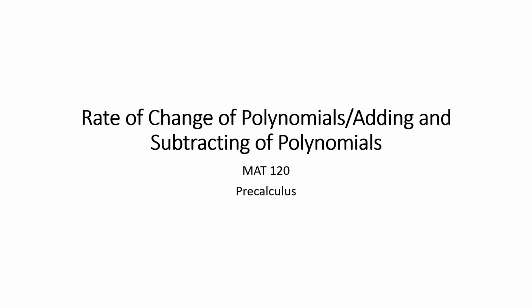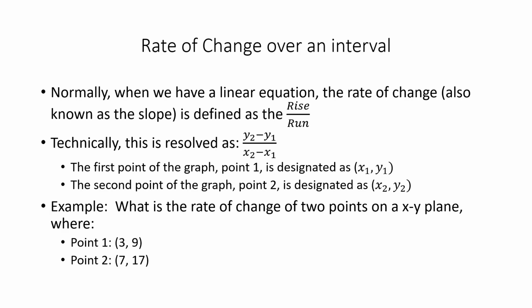Rate of change of polynomials and subtraction of polynomials. When we talk about the rate of change, we're really talking about the slope, the rise over the run. And as we learned in Algebra 1, rise over run can be found from just 2 points: x1 and y1 for one coordinate, x2 and y2 for another coordinate. If I subtract the actual numbers, y2 minus y1 over x2 minus x1, I get the slope.